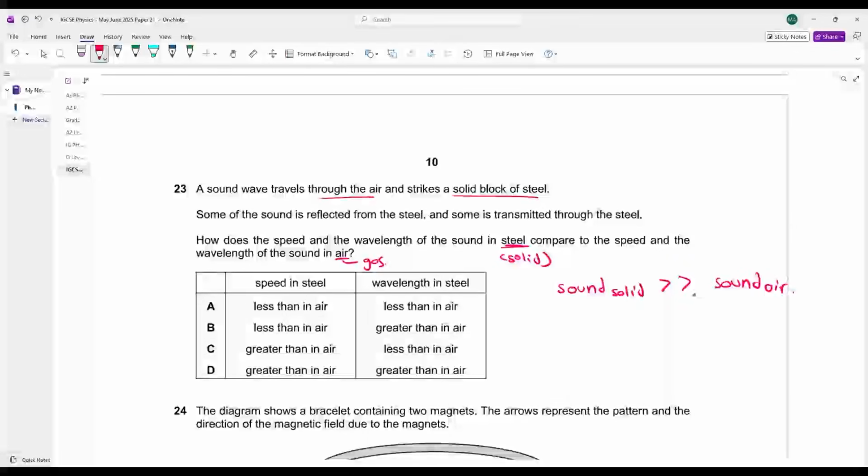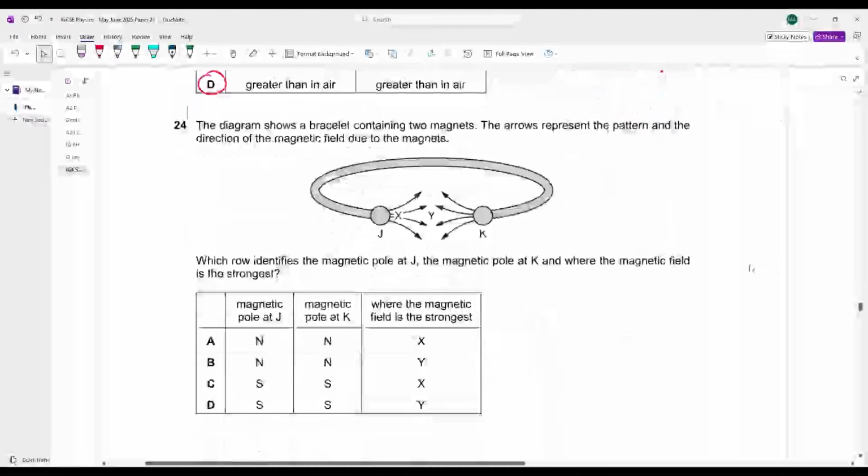तो स्पीड कहाँ पे ज्यादा होगी? ग्रेटर देन इन एयर. स्पीड इन स्टील इज ग्रेटर देन इन एयर. ए और बी कैंसिल आउट. अब बेटा हमने ये फॉर्मूला पढ़ा है, v इज इक्वल टू f lambda. अगर स्पीड ज्यादा होगी तो वेवलेंथ भी ज्यादा होगी इन स्टील. D is your answer. Let's further move ahead.